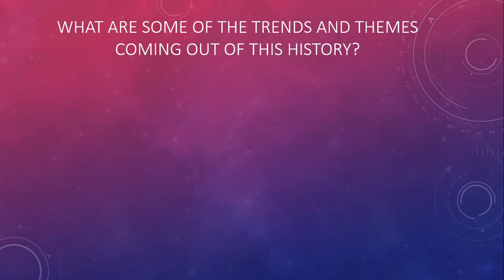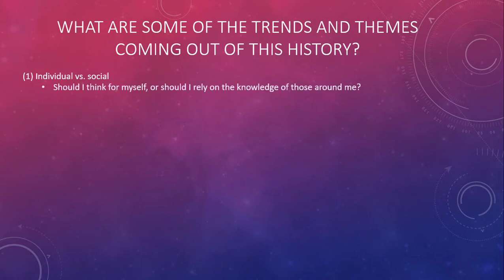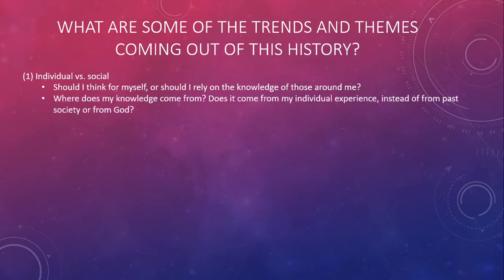So that's a lot of information. Now, what are some of the trends and themes that come out of this history? I think we can actually boil down the events of the period to a few major trends and themes. The first is the individual versus the social. During this period, people were really wondering about some incredibly important questions. They asked themselves questions like, should I think for myself, or should I rely on the knowledge of those around me? They also asked themselves, where does my knowledge come from? Does it come from my individual experience instead of from past society or from God?